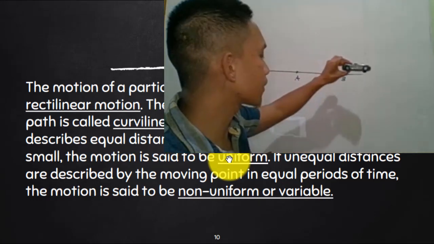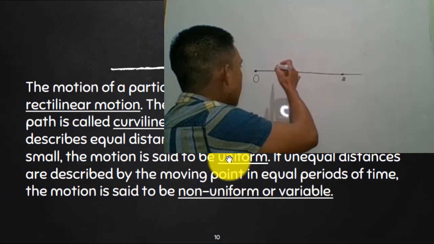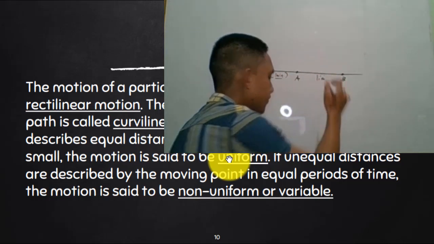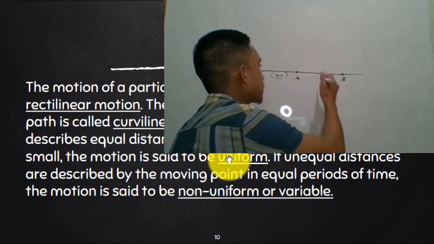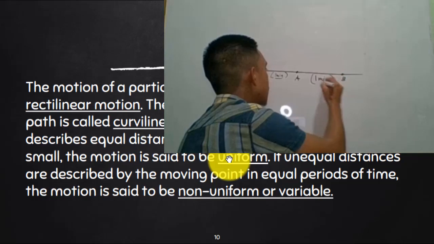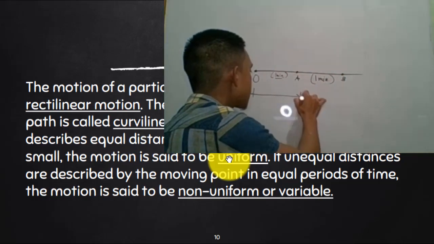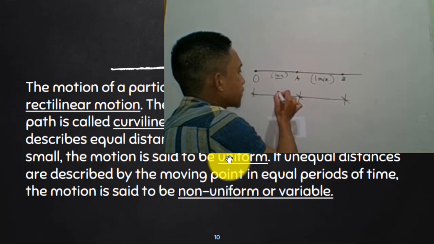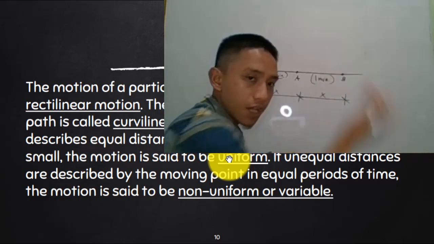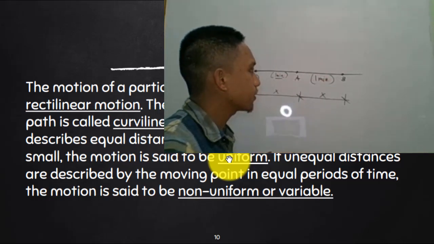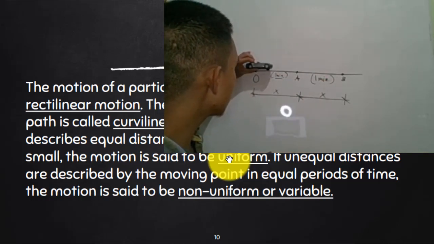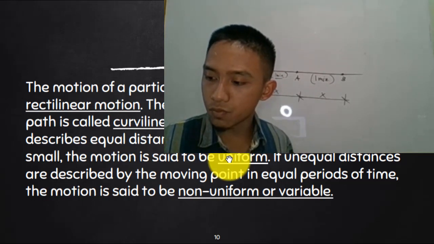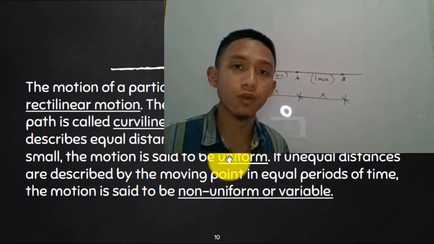The movement of the car is uniform if, since we are considering 1 minute each, the distances in this equal time interval are equal. Let's say this distance is x, and that distance is also x. They are equal at the same time interval. Then it means that the motion of the car is uniform. That is how we can say that the motion is uniform. We call that one uniform motion.